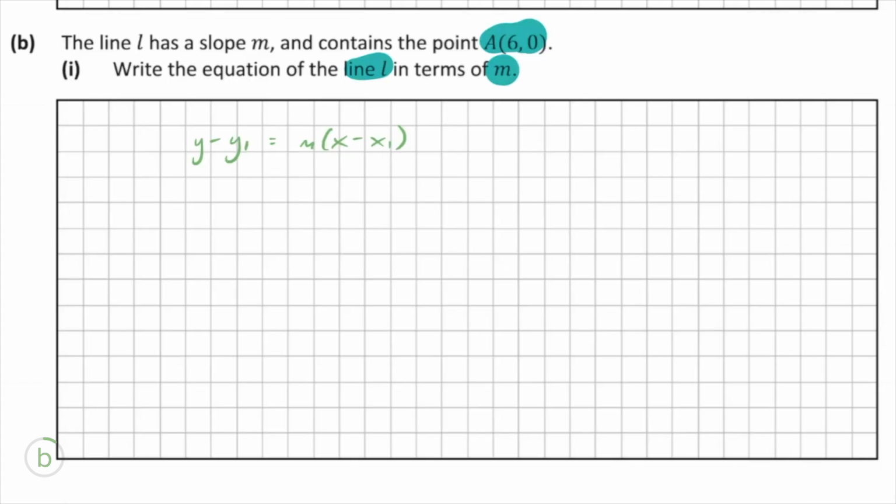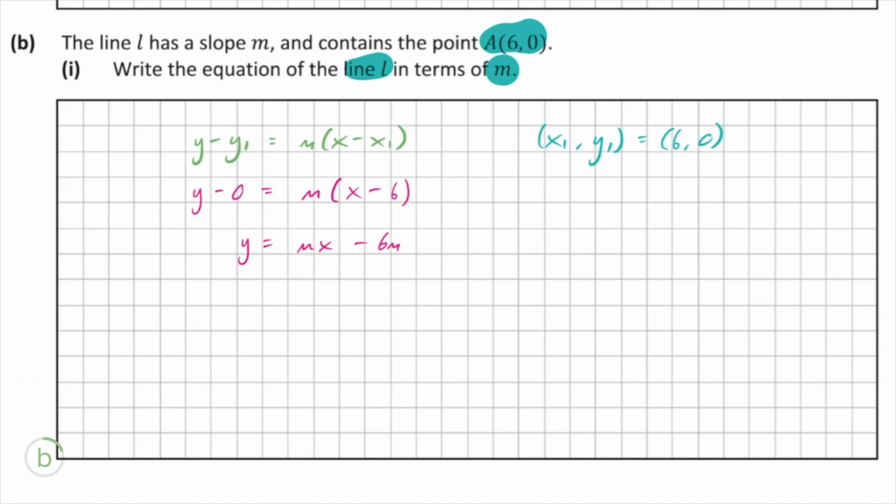So we have our formula, and we've got the point (6, 0). So that's our x1, y1. So when we sub back in, all we've got to do now is just multiply in the brackets and get rid of our 0 on the left hand side. So what we end up with is y is equal to mx minus 6m. And that's actually our final answer.